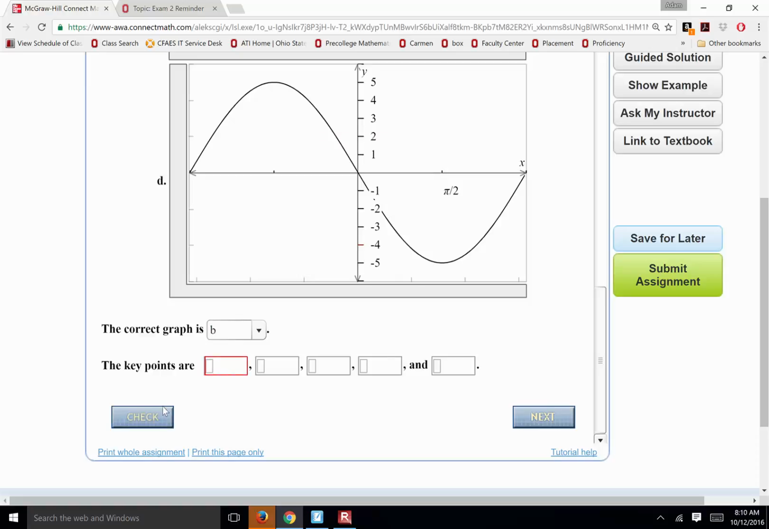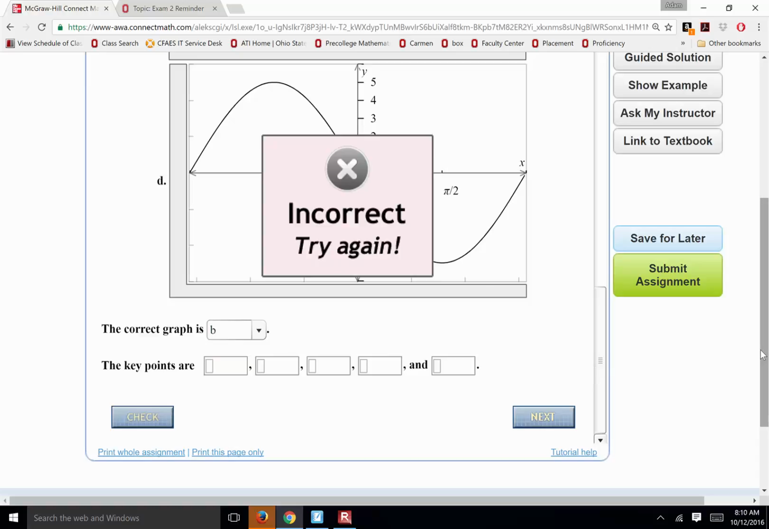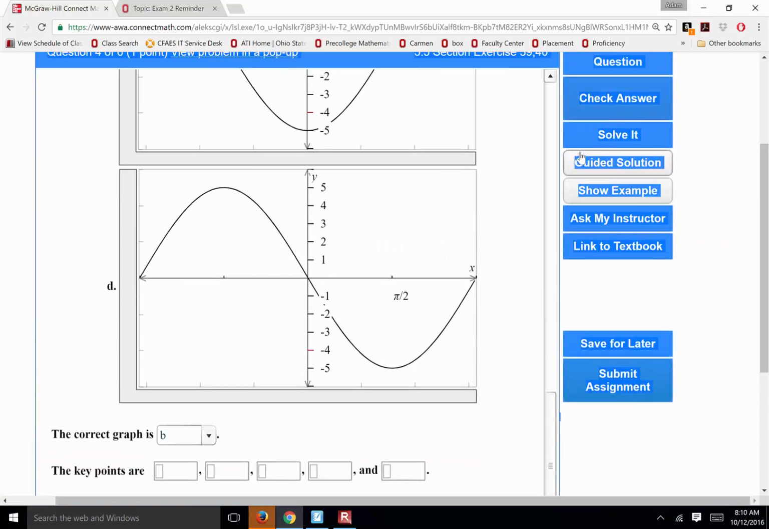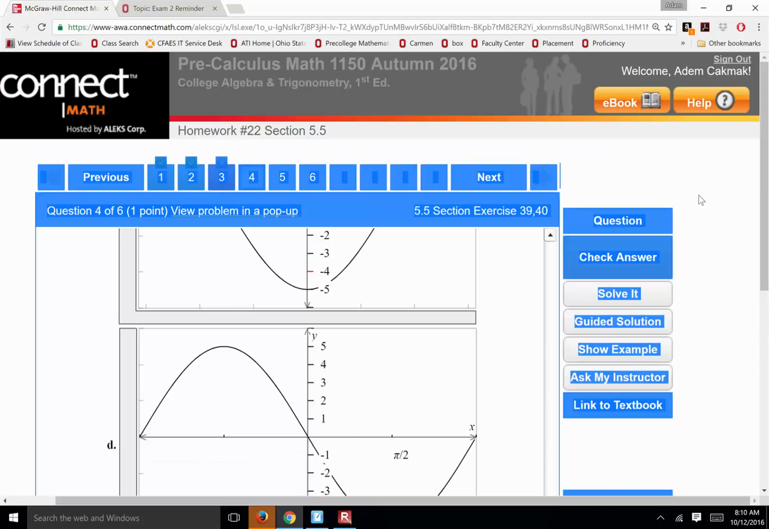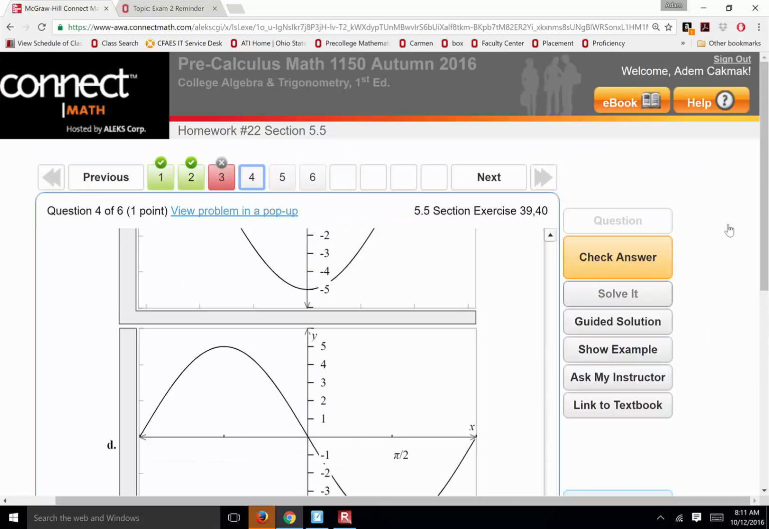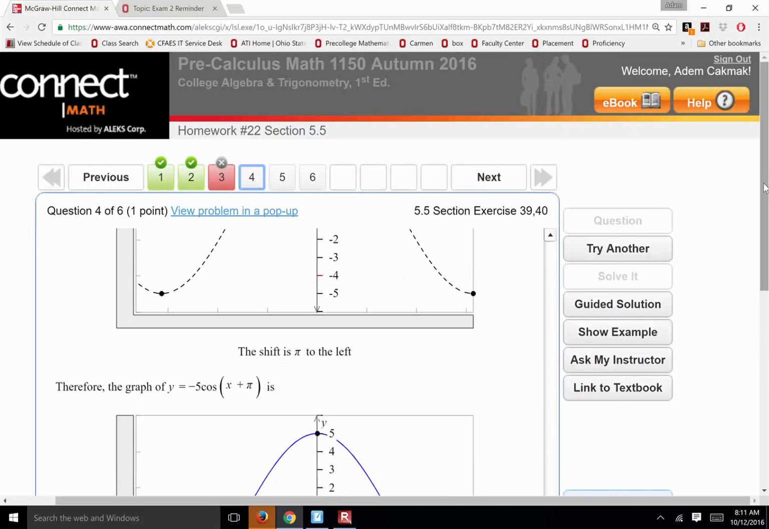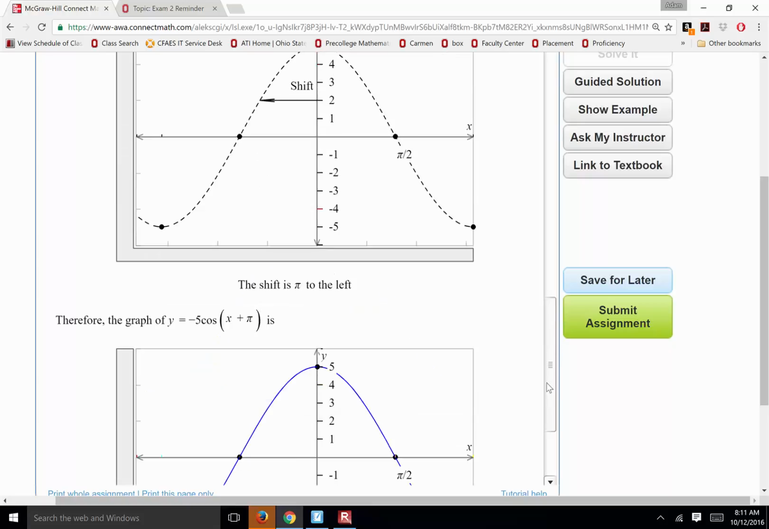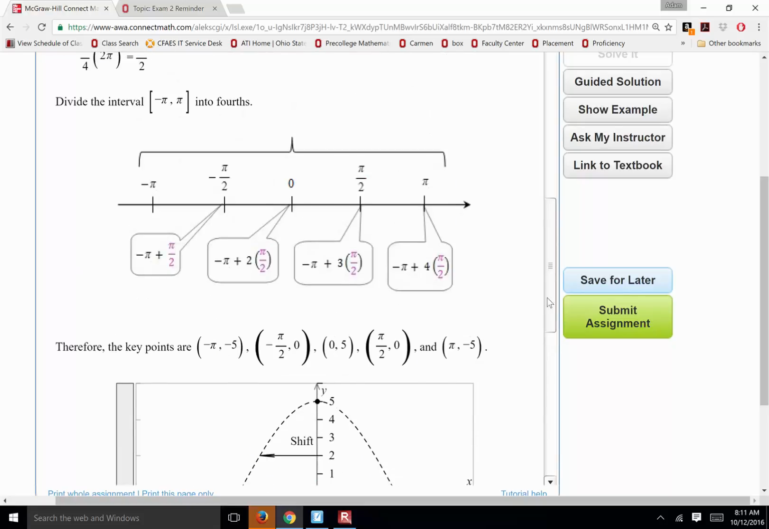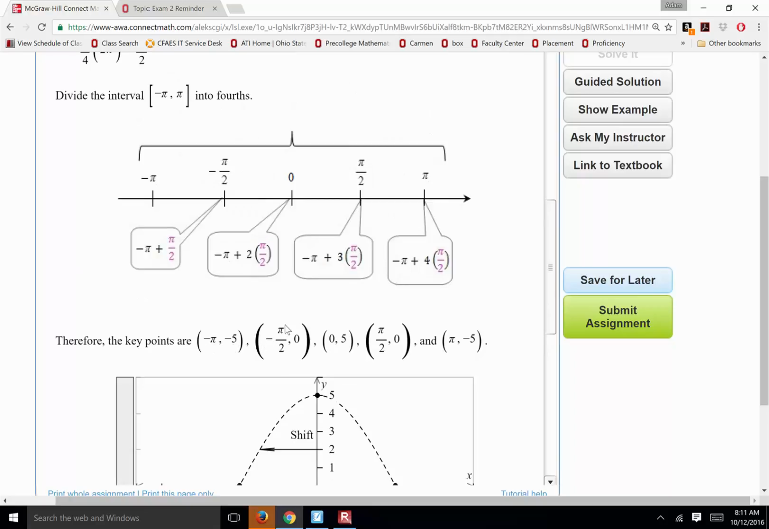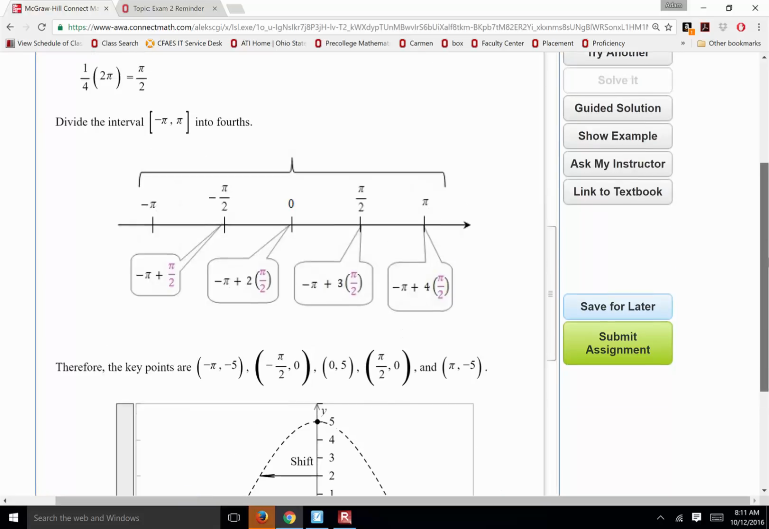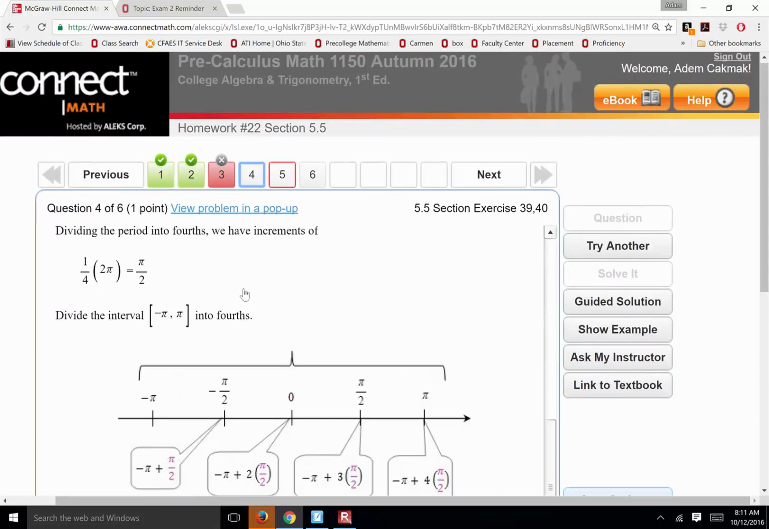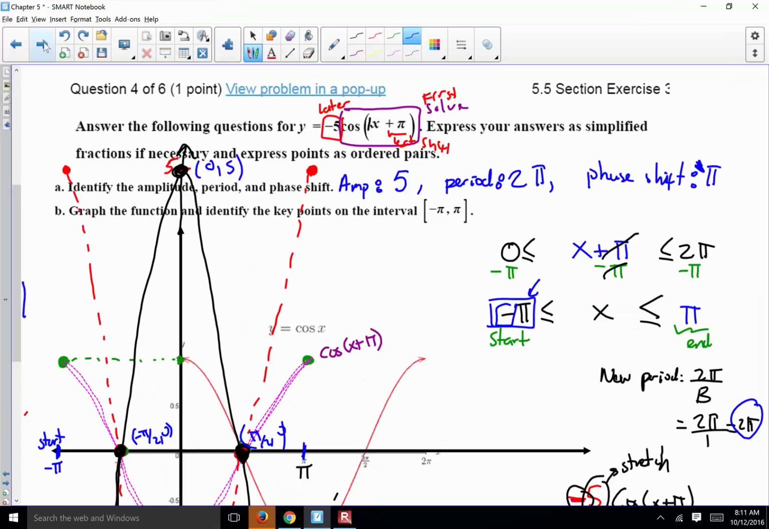I just want to double check. Oh, I can't. Well, I can solve it, but I don't want to. Yeah, let's do it maybe. Just want to make sure. Yeah, they want 1, 2, 3, 4, 5 values here: minus pi, minus 5, minus pi over 2, 0, 0, 5, pi over 2, 0, 5, negative 5. Okay? Any questions?